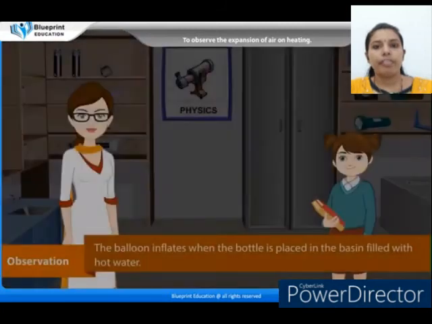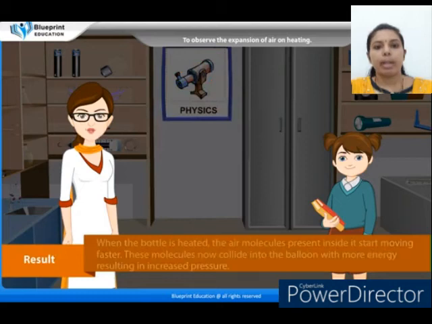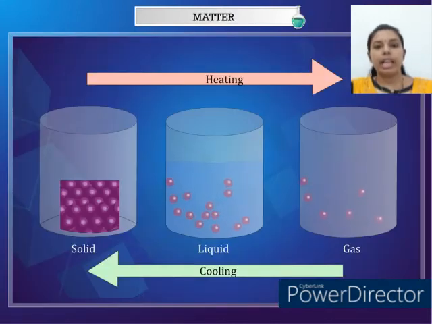The balloon inflates when the bottle is placed in the basin filled with hot water because the air inside the bottle becomes warm and expands. Heat causes change of state. Matter can be changed from one form to another by heating and cooling.